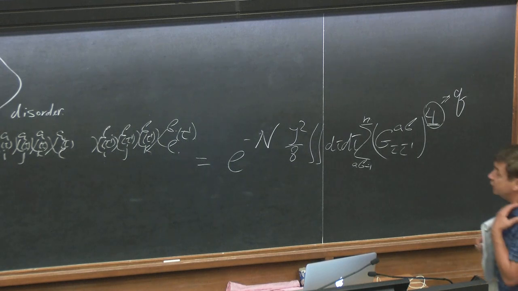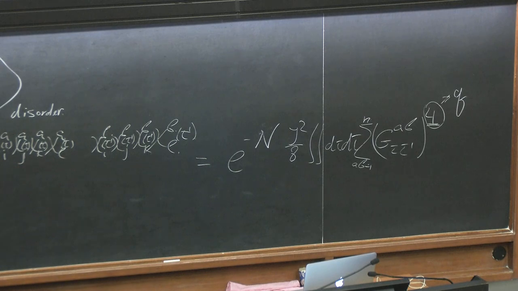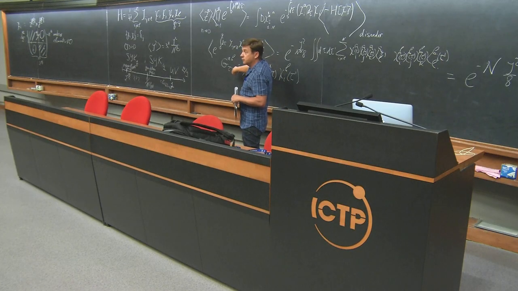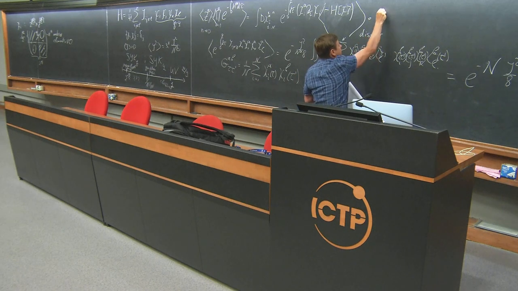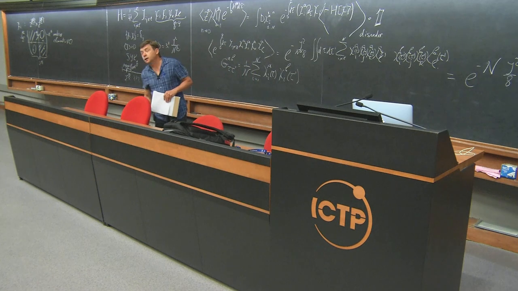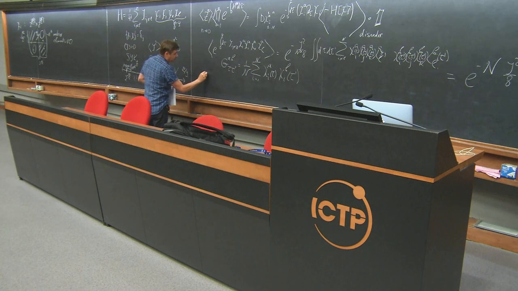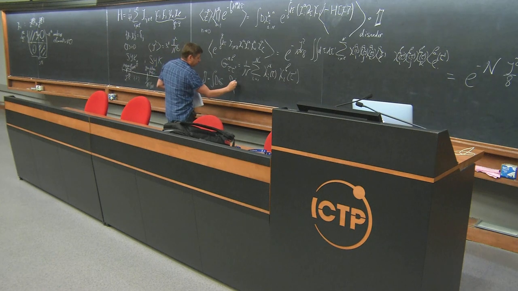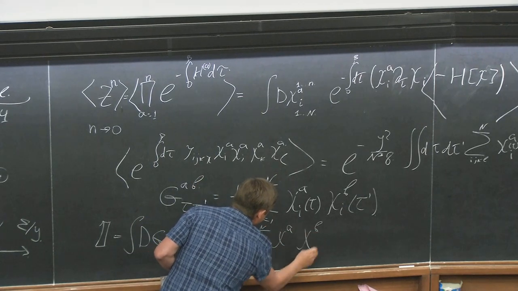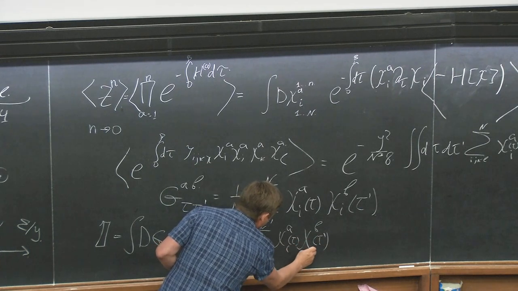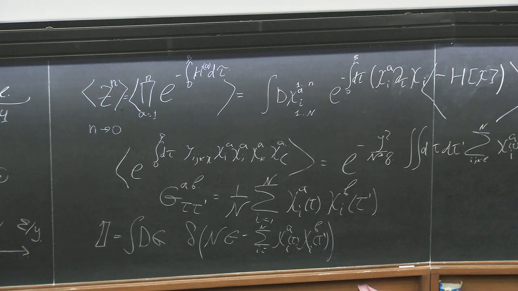All right, cool. So now I need to tell my partition function that I want to use this definition. How do I do that? I will multiply this by 1. That's my constitutional right. And this 1, I will say, is an integral over the matrices G of a delta function, N G minus the sum over i from 1 to capital N. The integral of a delta function is 1, so nothing bad happens so far.